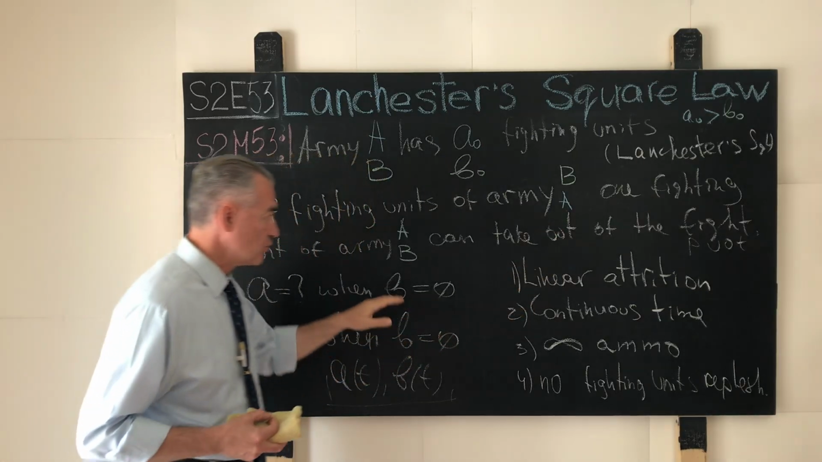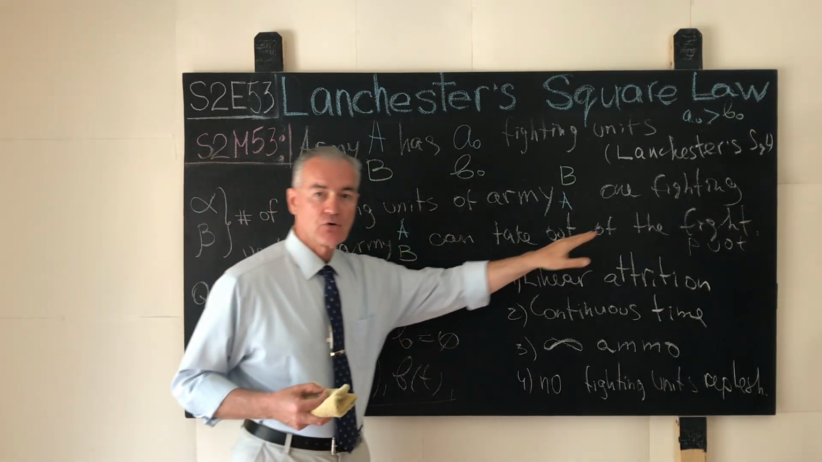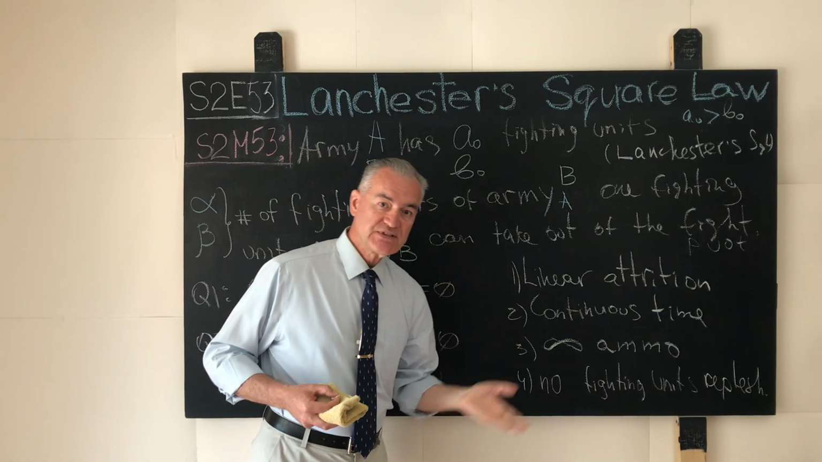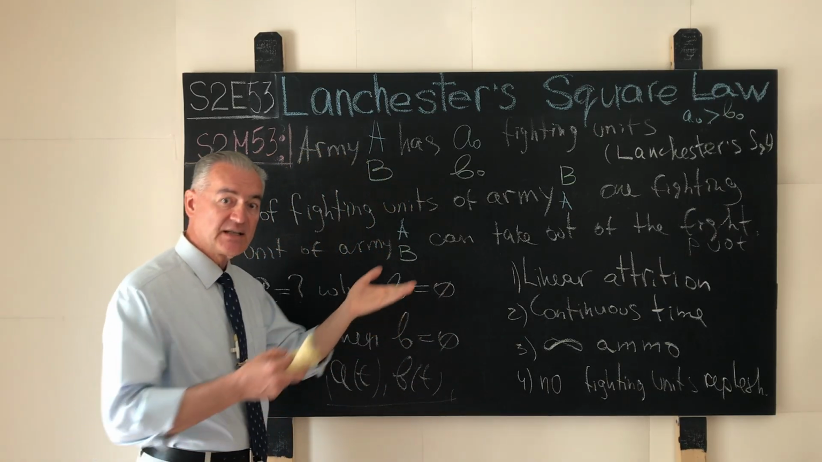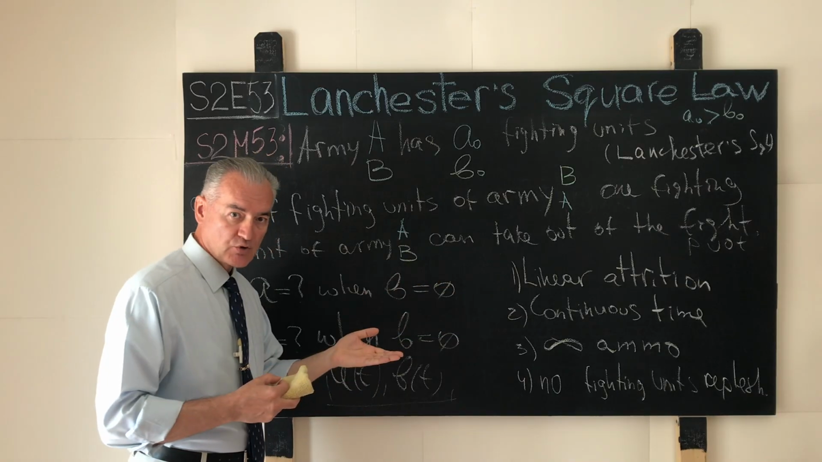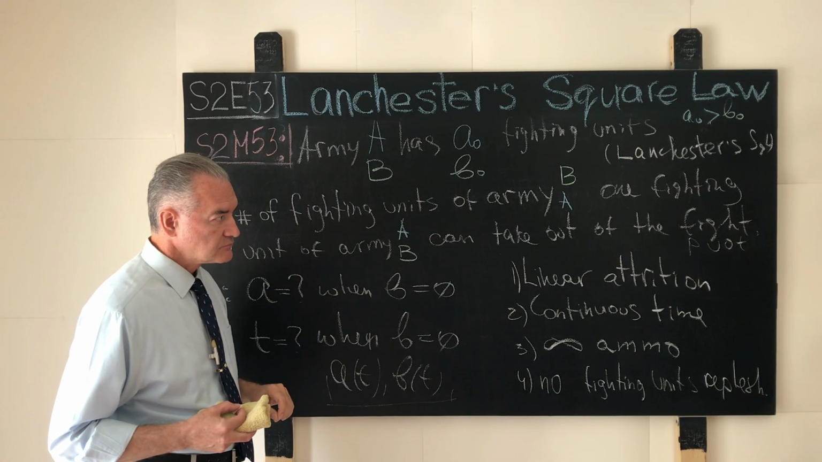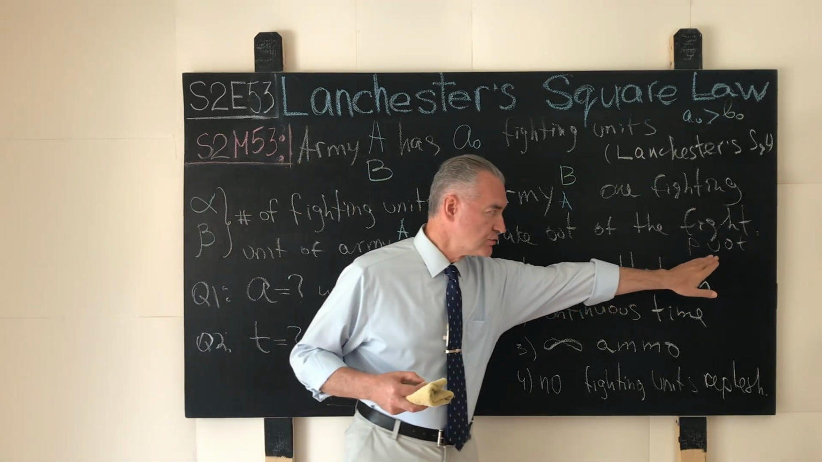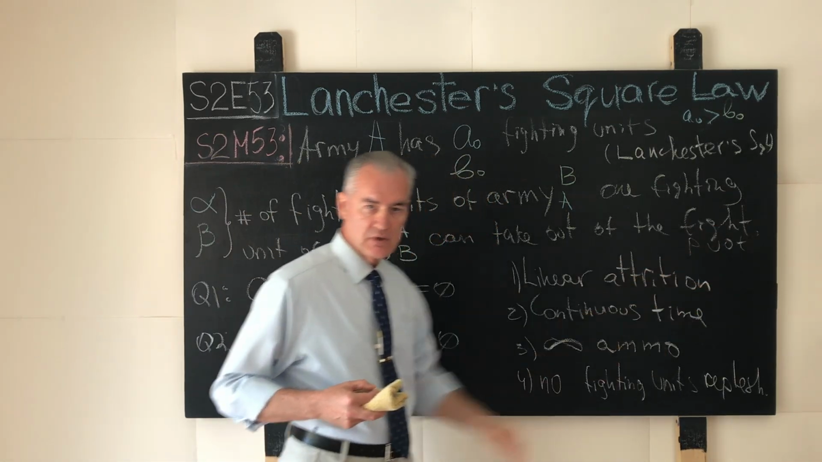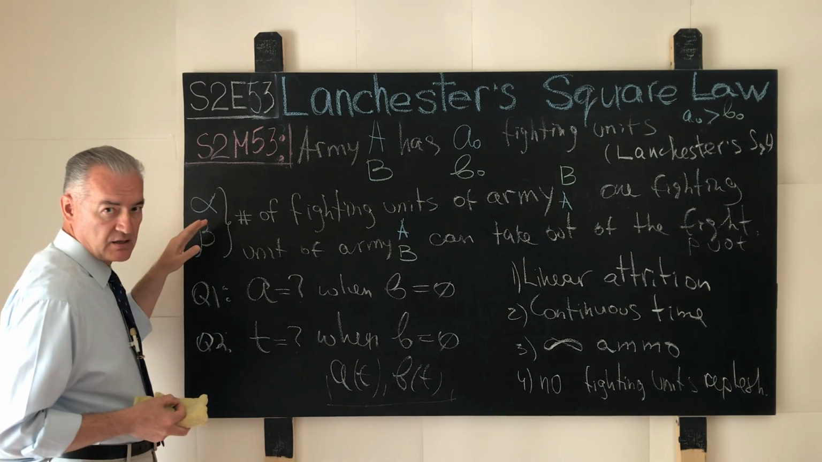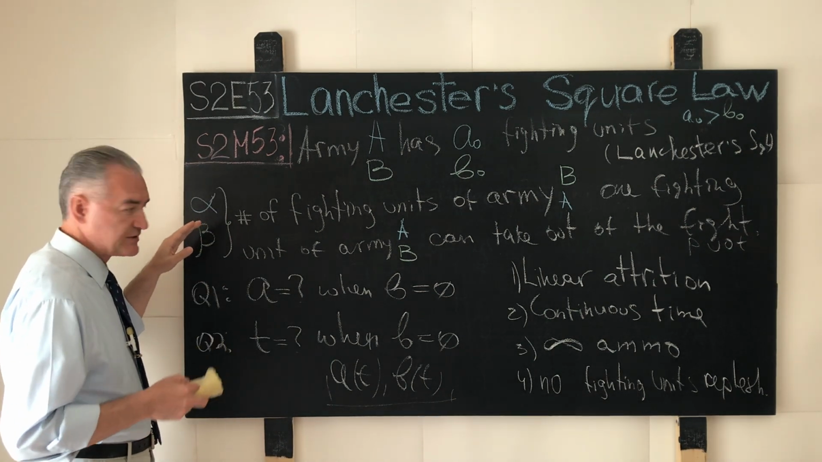One fighting unit of the Army B can take out of the fight per the same unit of time, before perhaps that fighting unit of the Army B is taken out of the fight by one or more fighting units of the Army A. So the same unit of time goes into both numbers, alpha and beta. For example, these numbers could be 0.8, 0.65, or whatever.